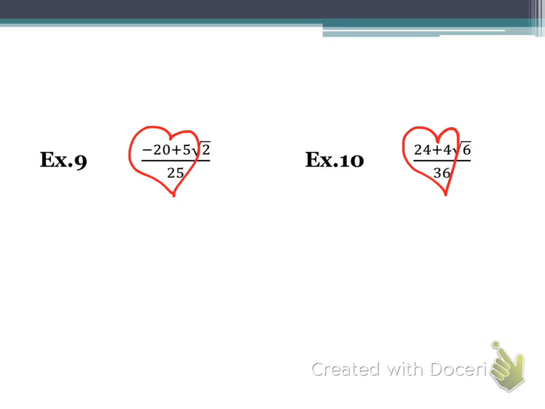On number 9, what was our divisor? 5, good. Negative 20 divided by 5 is negative 4. Plus 5 divided by 5? 1. It has to stick with the square root of 2. Good. The denominator becomes a 5.